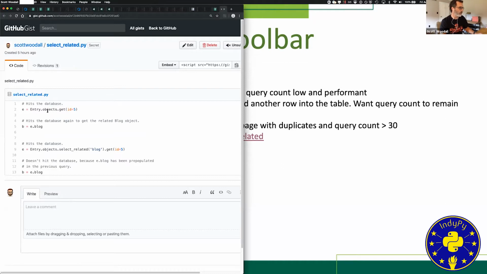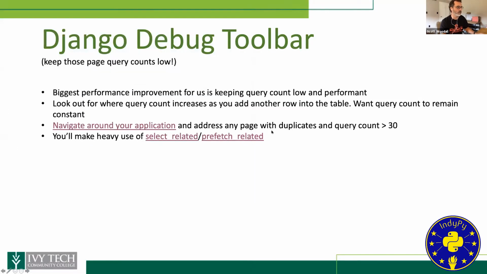We grab an entry from the blog and we access this foreign key. This is going to make 2 database calls. Whereas if we do select_related on the blog and we print that out, then that's only going to be 1 database query. So you'll want to start navigating all around your application, look at the Django Debug Toolbar query count, and start reducing those numbers.